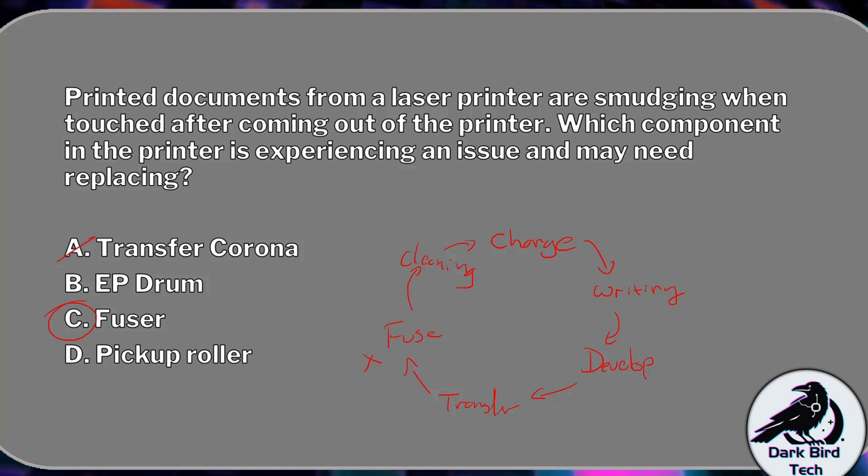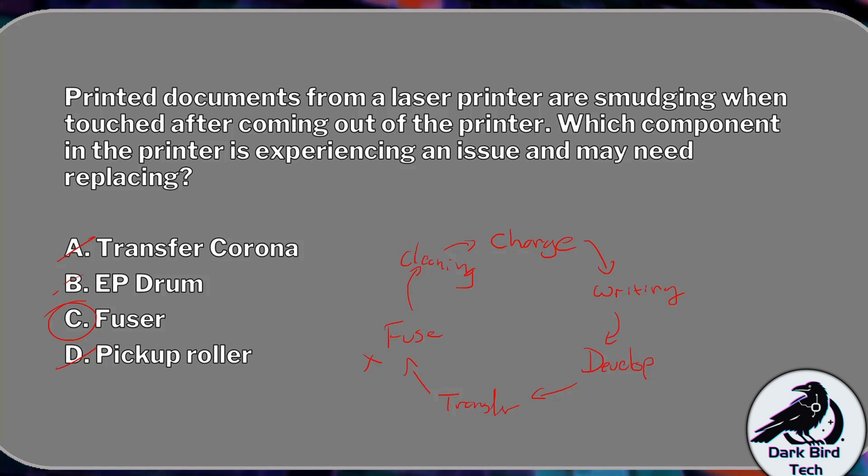The EP drum itself, then we'd have other issues like the thing not properly printing, some blank spots, stuff like that. So I'm not inclined to believe that. And the pickup roller, that's the thing that grabs the paper. All printers have a pickup roller. So, yeah. Fuser is the most sensible here.